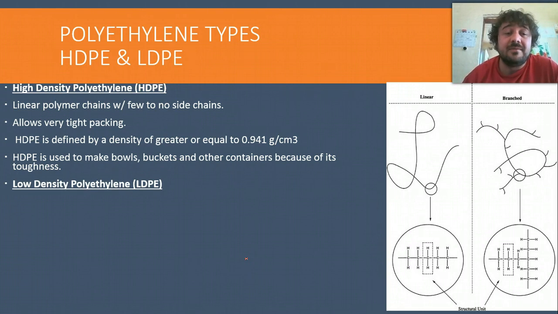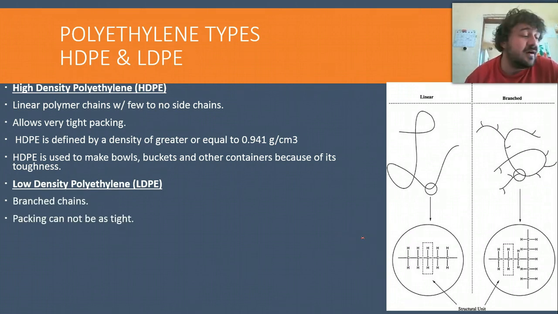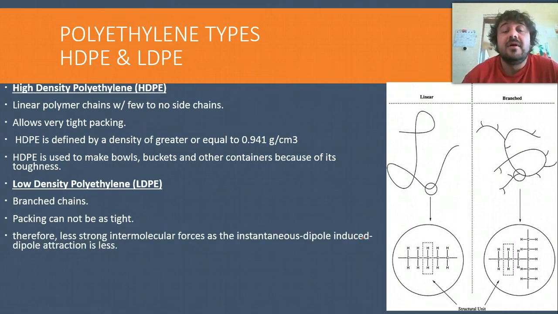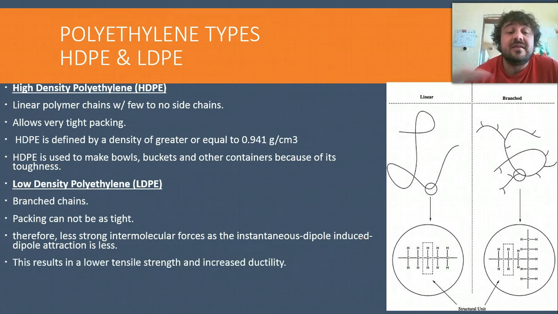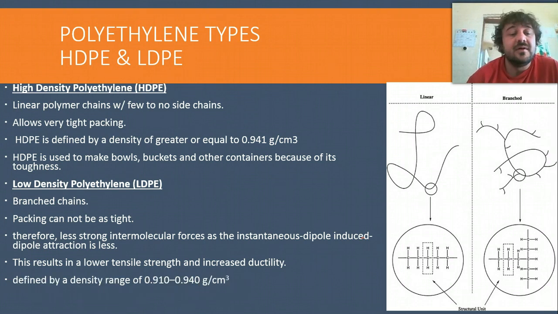So, LDPE. Basically, it has branched chains. This allows the packing to not be as tight. It's less strong because of this, okay? So the intermolecular forces, basically because the instantaneous dipole-induced dipole attraction is less, the intermolecular forces are not as strong. So it's not packed as tight. This results in a lower tensile strength, so you can pour it, you can rip it apart, but it gives you increased ductility, okay? So it's for different uses.